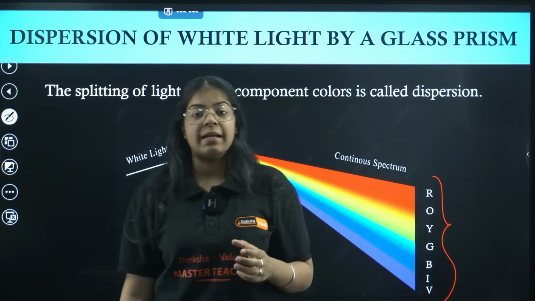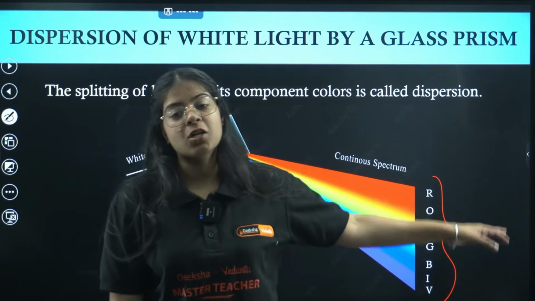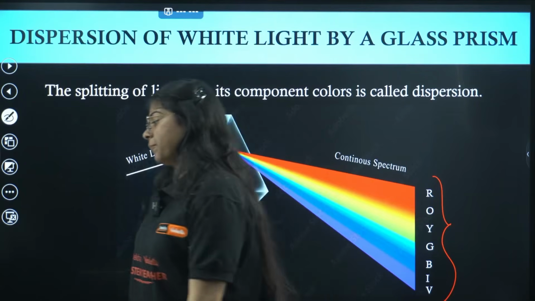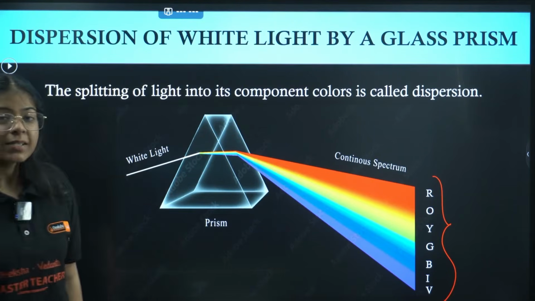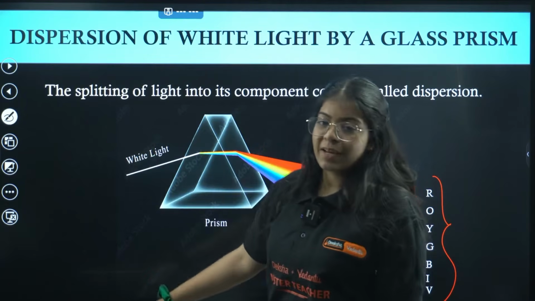So, our white light, the light that the sun is giving us, is made up of these 7 colors. All these 7 colors combined together make the white light. Now, in the prism, what is happening? Refraction is happening.